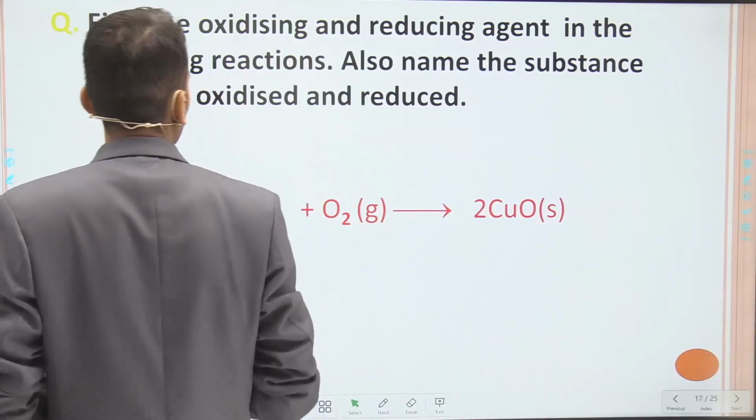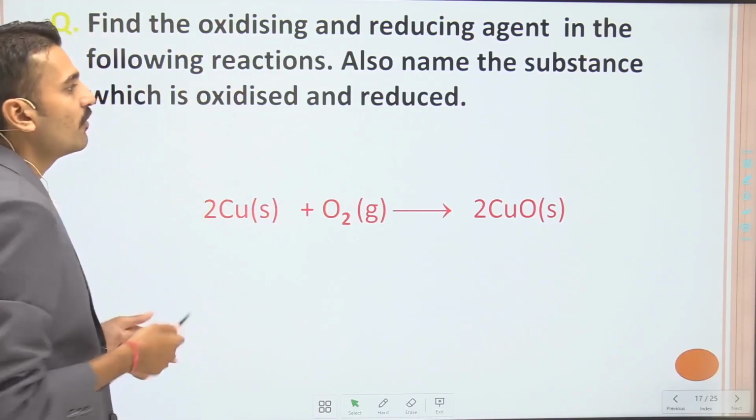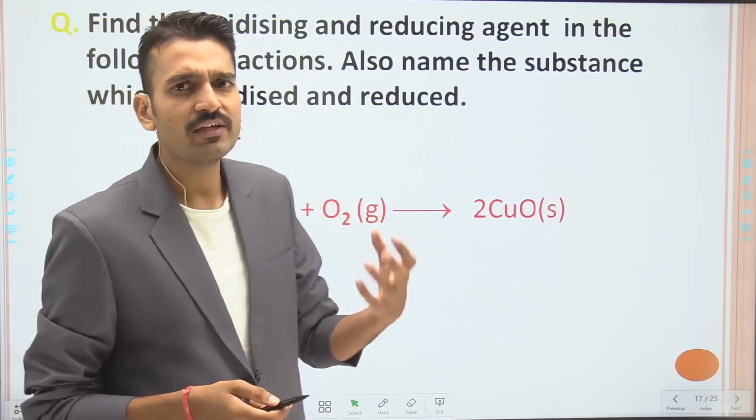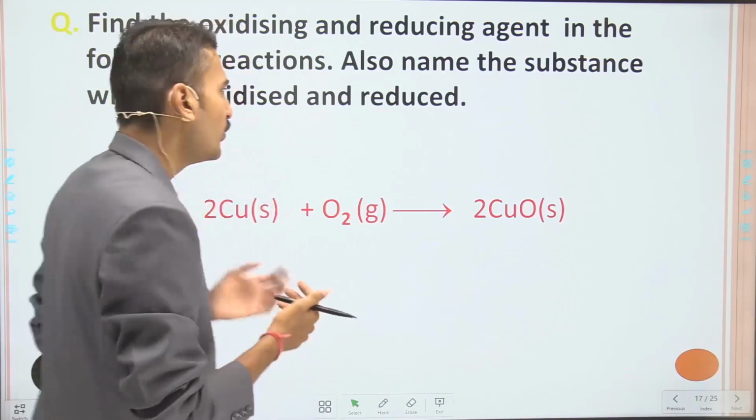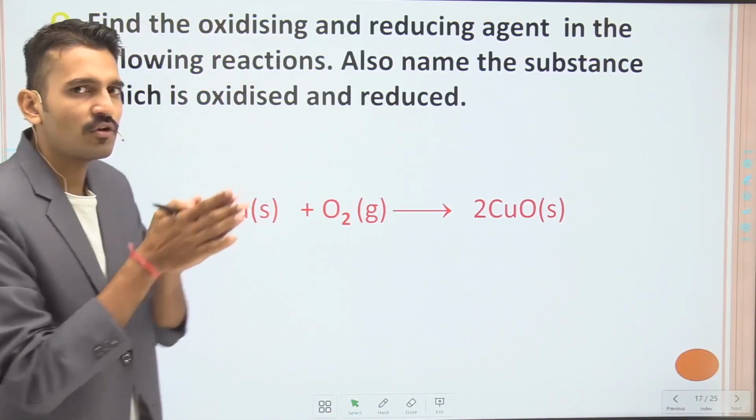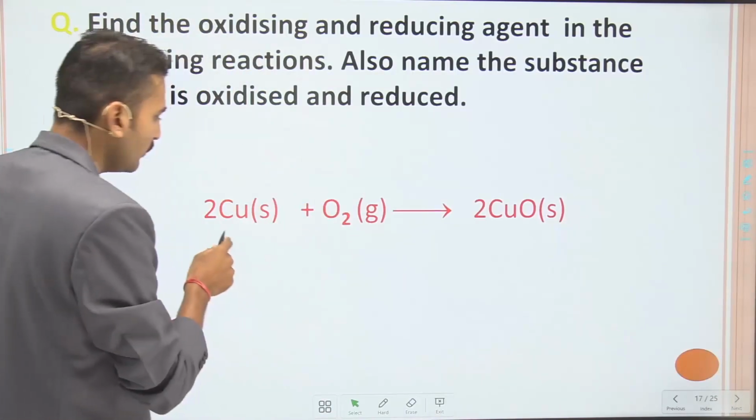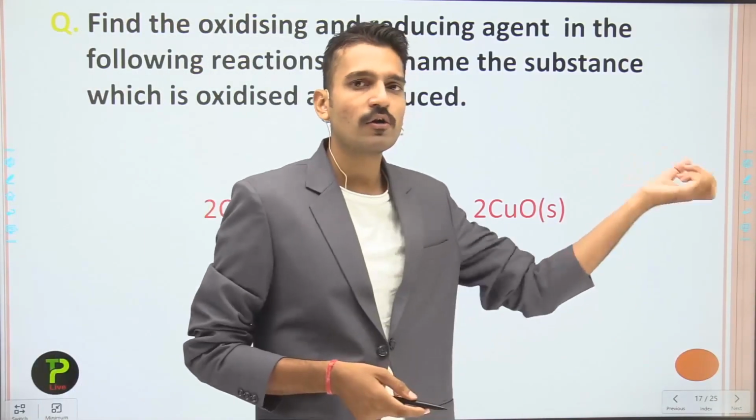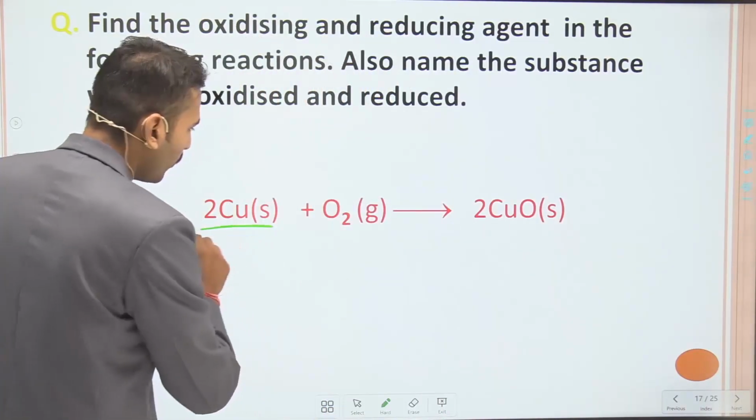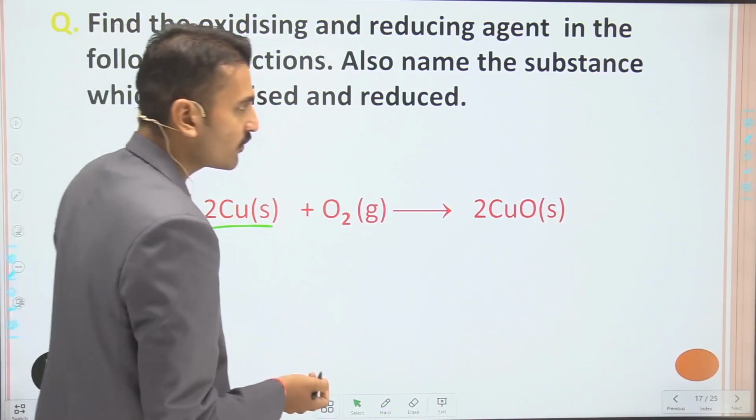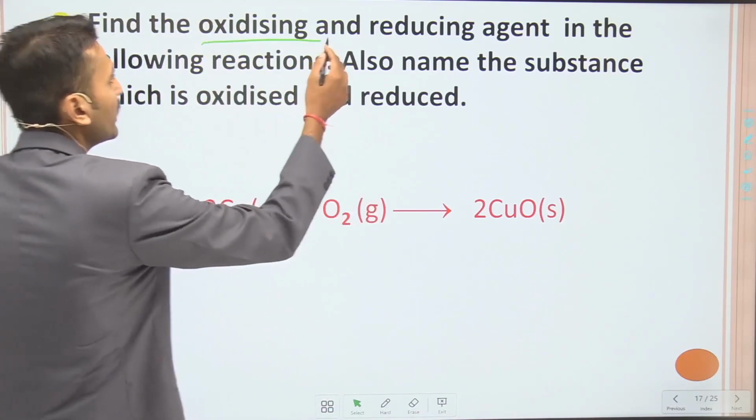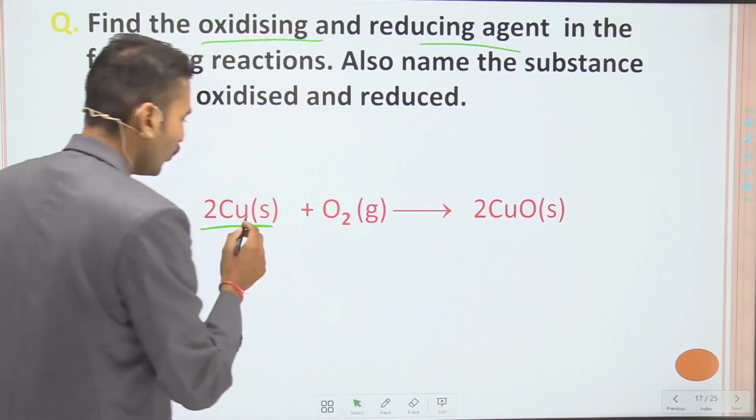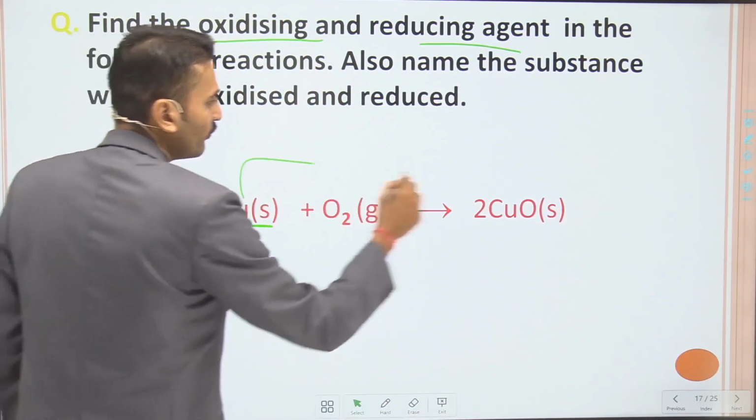Moving on to another example, it is the same. What you have to find: the reducing agent, the oxidizing agent, and name the substances which are oxidized and reduced. So here is the reaction between copper and oxygen to form copper oxide. Copper on reacting with oxygen forms copper oxide. So what are the oxidizing agent and reducing agent? Copper adds up the oxygen to form copper oxide.